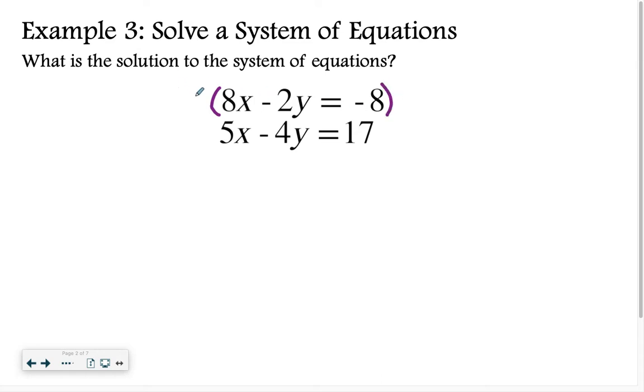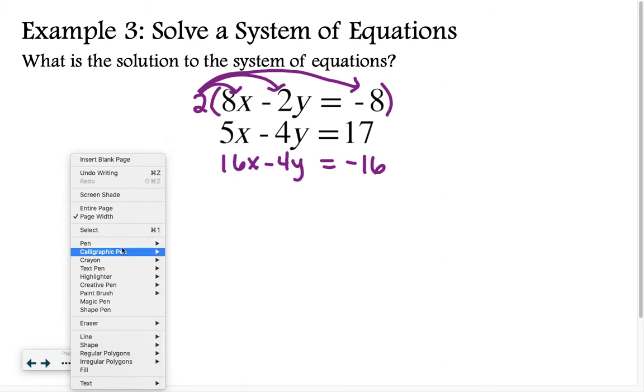So I can't just multiply my y by 2. I have to multiply everything in the equation. So this is going to become a 16x and then minus 4y and then equals, and don't forget to multiply all the way across your equal sign, negative 16.